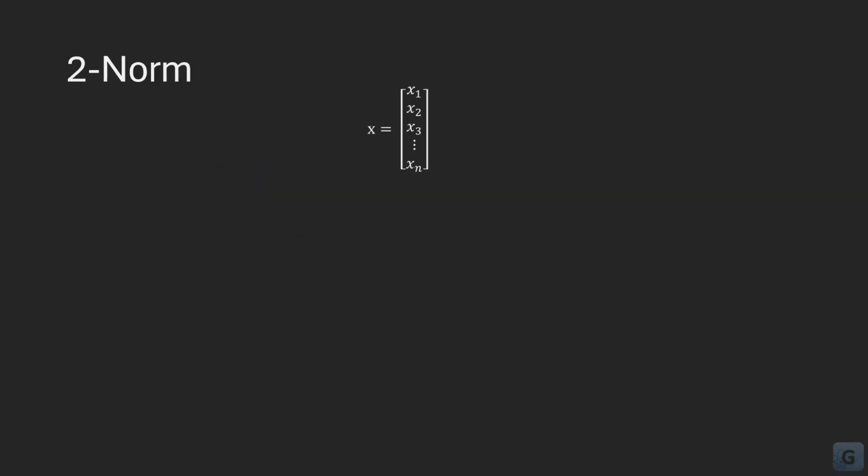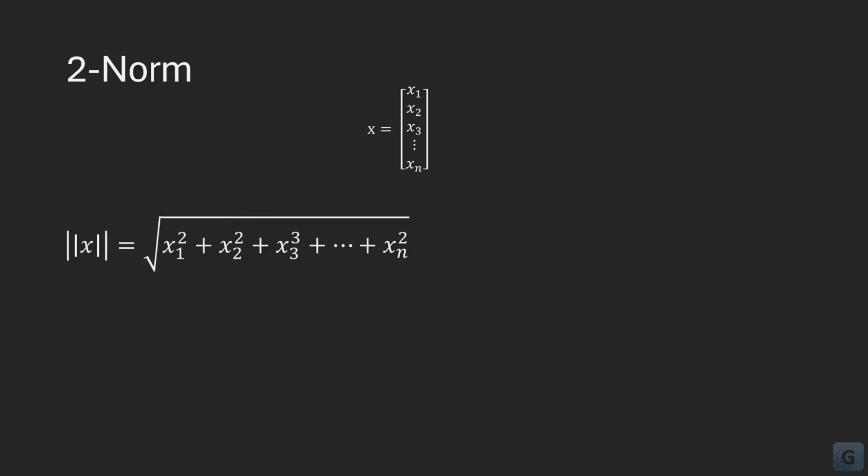We need some background about the 2 norm of an n-dimensional vector x. The 2 norm of the vector x is equal to the square root of x1 squared plus x2 squared, and so on until xn squared. If you look carefully, the 2 norm squared of a vector can also be written as x transpose times x.